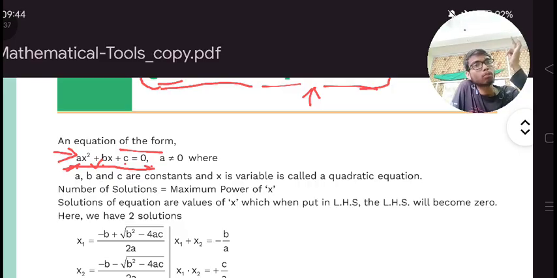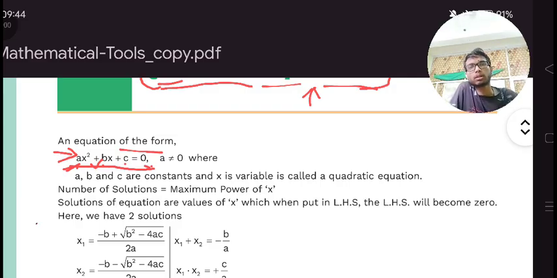Based on terms, polynomials can be classified, but we will understand that later. If there is one term, what will be the name of that polynomial? If there are two terms, what will be the name of that polynomial? Clear? Okay.